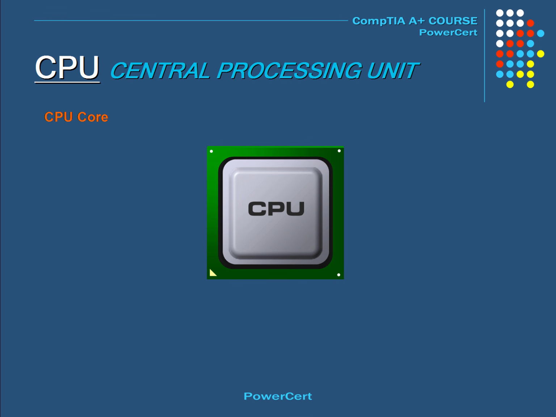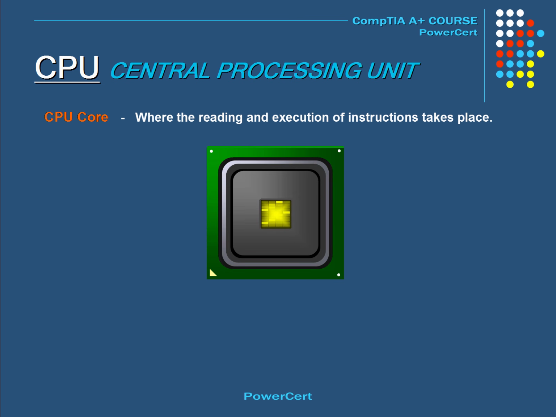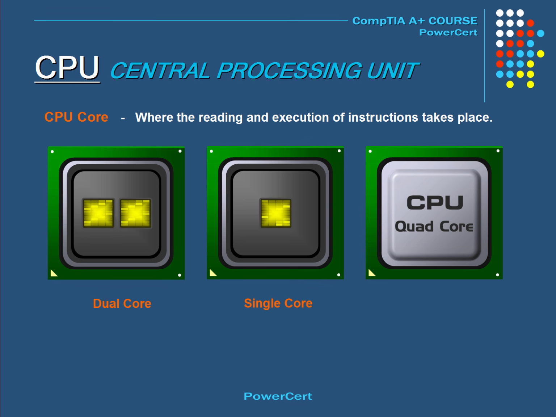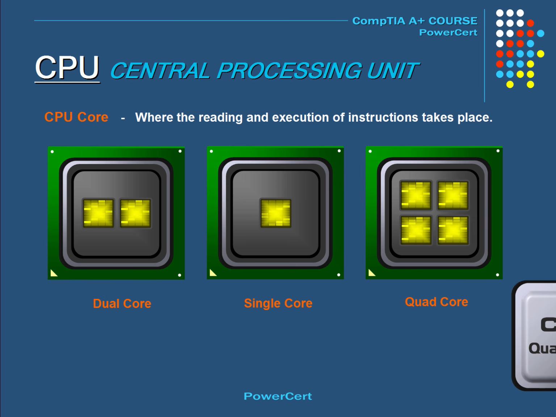Inside the processor is the core. The core is where the reading and execution of instructions take place. A processor that has a single core processes instructions one at a time. But today's higher-end processors have more than one core. These are called multi-core processors, and they can process more instructions than a single-core processor, which gives a multi-core the ability to multitask and have a greater overall performance. Some examples of a multi-core processor are dual-core processors, which have 2 cores. Another example is a quad-core processor, which has 4 cores.